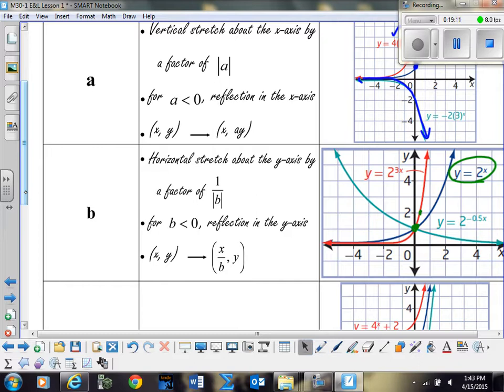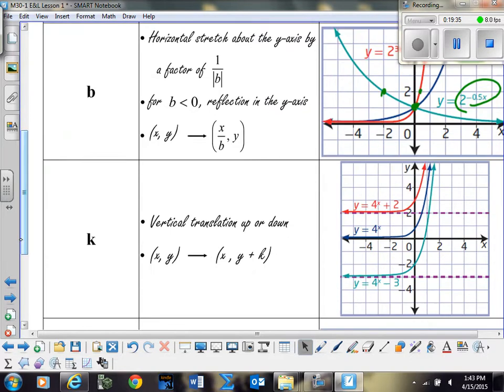Okay, better use green here to match up with this graph. So this is the point that I would see reflected on the y-axis, but it's been stretched by a factor of 2. So this point moves to the point negative 2, 2. A reflection as well as a stretch.